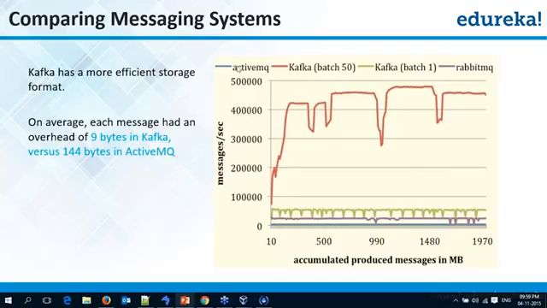Okay, so apart from that, there are some disk overheads. Kafka seems to be a little more efficient in its storage format. On average, it saves around 140 bytes. That seems to be very little, but when it comes to the volume of millions of messages per day or per hour, that could be a significant overhead or a significant cost factor.